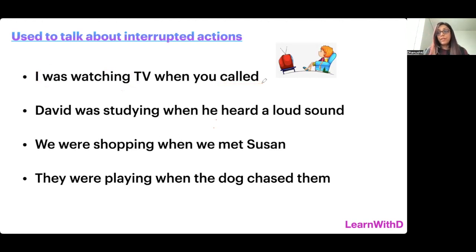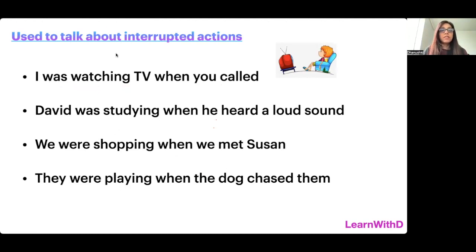If you notice here, for called, we have used the simple past, right? Because both of these actions are happening in the past, they all have to be in past tense. So the difference is, for the first action, we use the past continuous, and for the second action, we use the simple past. All right, let's look at another example.